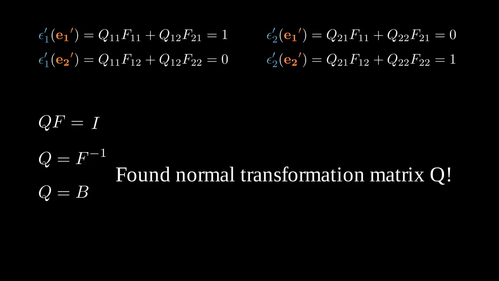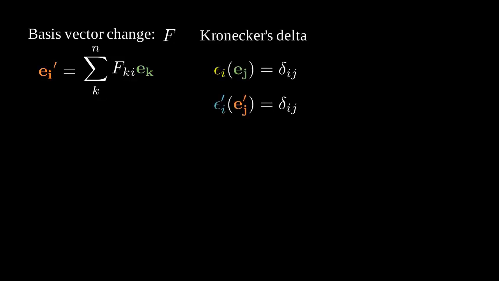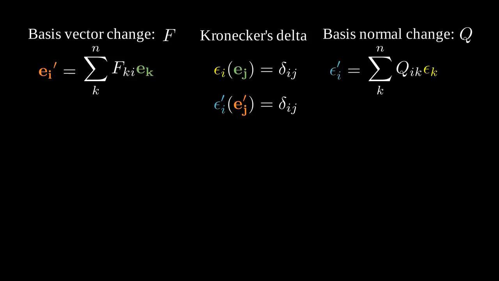So far, you thought about the normal transformation in the two-dimensional case. Expanding this to the three-dimensional case is not difficult. Actually, you can expand this to the n-dimensional case. A new basis vector can be written as a linear combination of the old basis. The coefficients are the components of the forward matrix F. The basis should have the Kronecker delta relationships. A new basis normal can also be written as a linear combination of the old basis normal. The unknown coefficients are the components of a matrix Q.